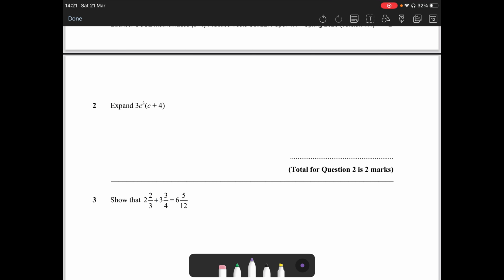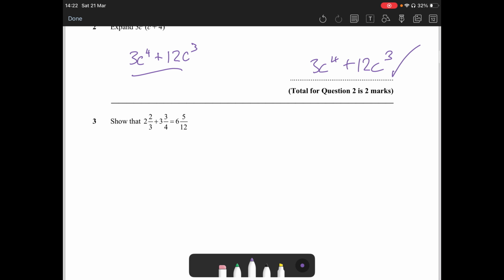Okay, next up, number 2, we've got expand. So times out your bracket, 3c cubed times c. Remember, if there's no power, you can put a 1 in its place. Add the powers, you get 3c to the 4, followed by 3c cubed plus 4, times 4, which is 12c cubed. That's your answer: 3c to the 4 plus 12c cubed. Well done. You get 1 mark for each one correct.